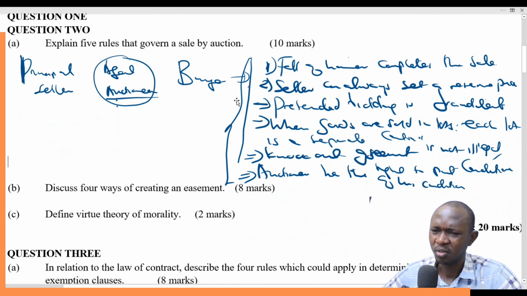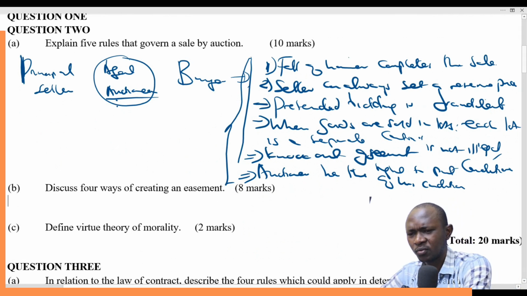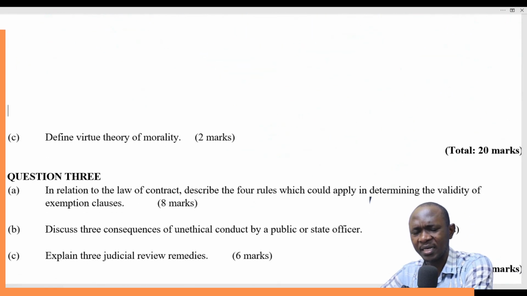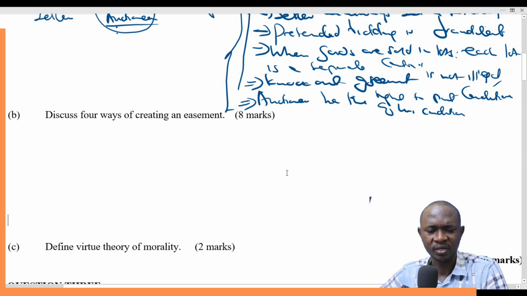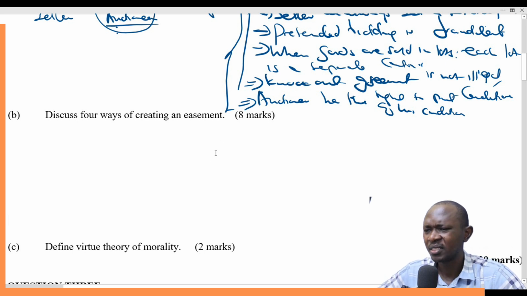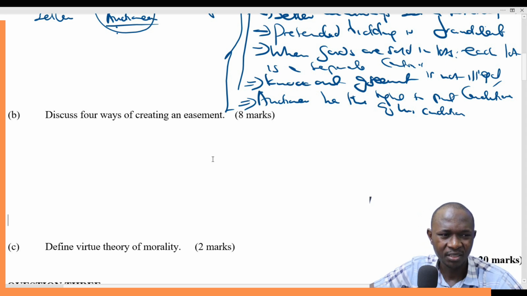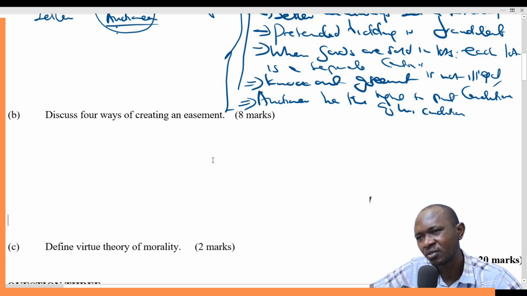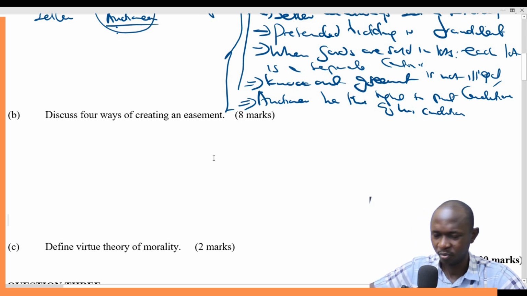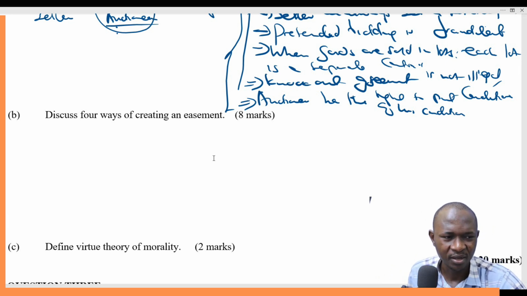Discuss 4 ways of creating an easement. And we'll start this question by defining what an easement is so that we are on the same page. An easement is the right to use another person's property, and in most cases, we talk about land. So we can simply say that it's the right to use, to cross or otherwise use another person's land for a specified purpose. We'll say that that is what an easement is.